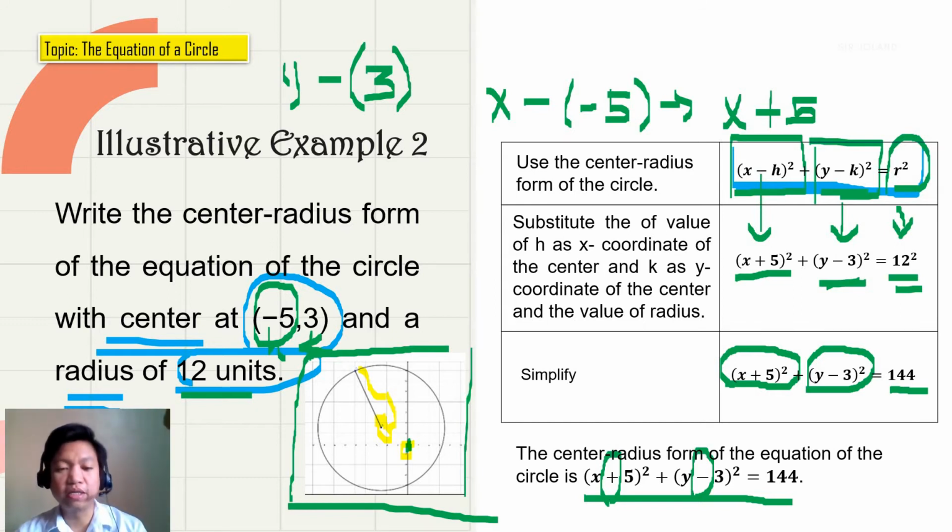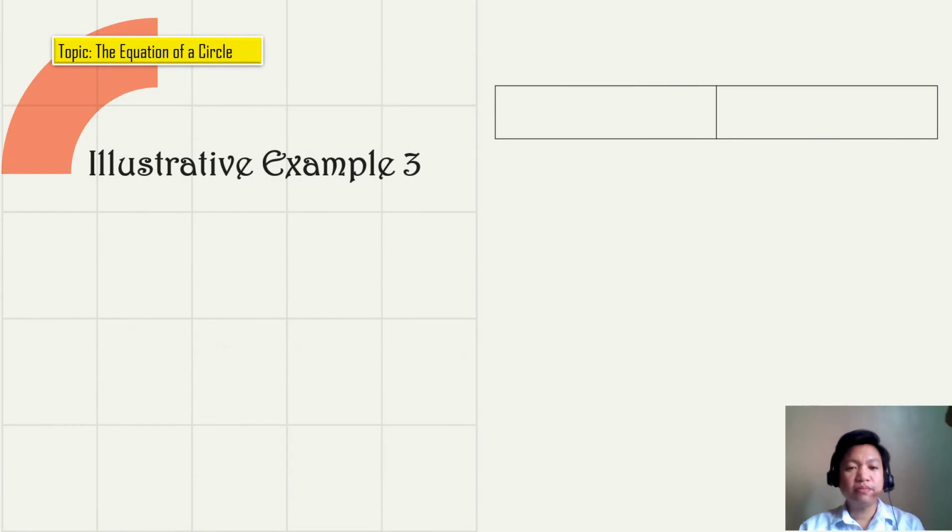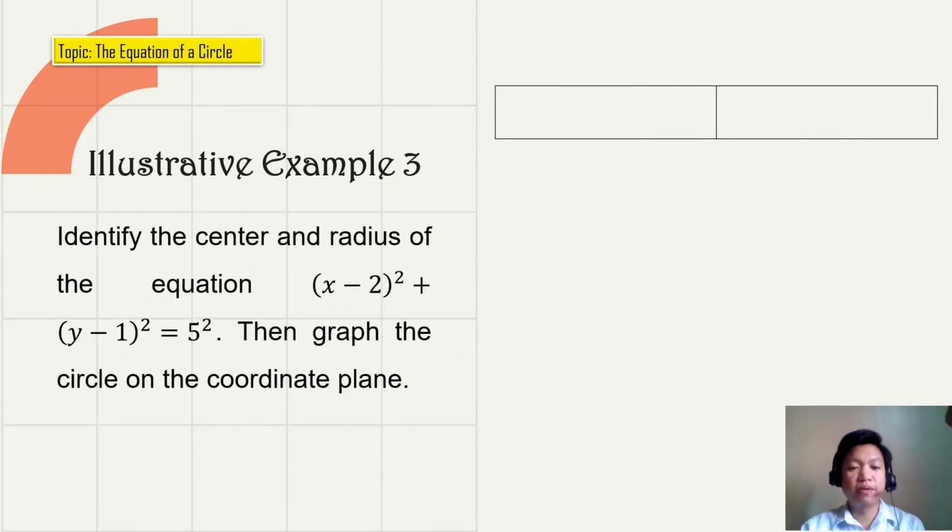Okay? So, sana naintindihan yan at medyo nagagamay nyo lang paano gawin ang equation of the circle using the center radius form. Okay, next, example number 3.